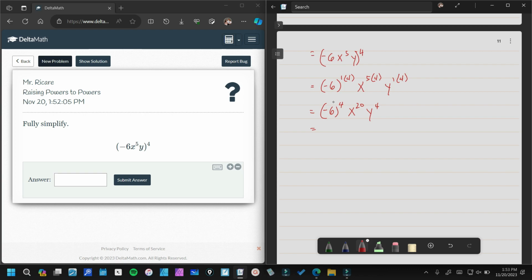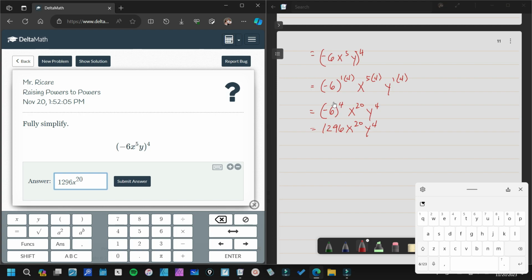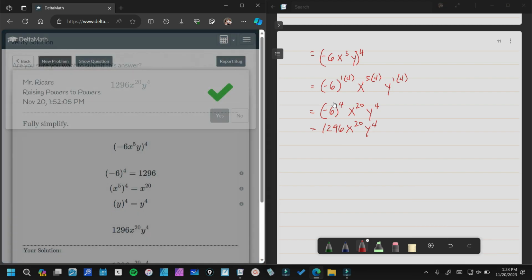6 raised to 4. I'm going to give you the time to answer that. So what's 6 raised to 4? All right, that is correct. It's 1296, x raised to 20, y raised to 4. So 1296, x raised to 20, and y raised to 4. There you go.